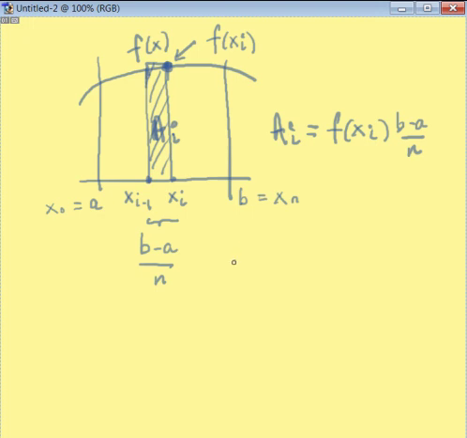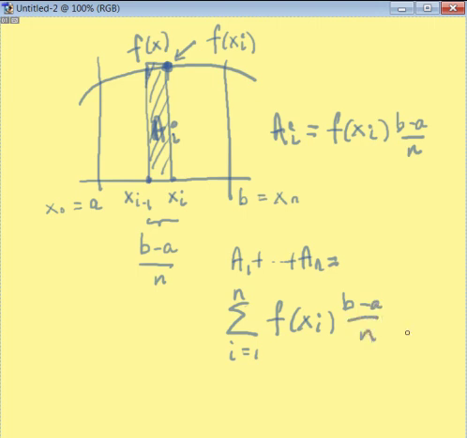And if we have n of these rectangles, then the sum of the areas will approximate the area under the curve. So that will be the sum i equals 1 to n of f of xi, and then we have b minus a over n.